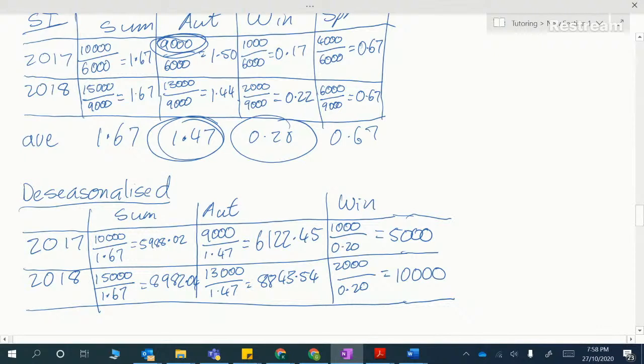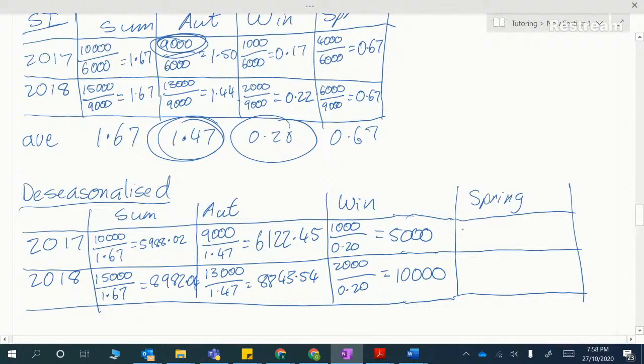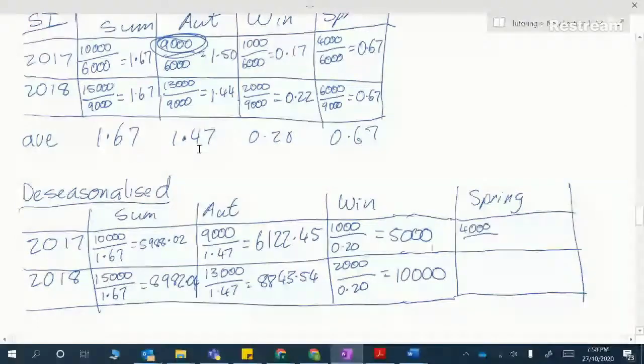So you see what deseasonalizing does is it brings things back into balance. It takes the bigger numbers that are above average and makes them smaller. It takes the smaller numbers that are below average and makes them bigger. So it's a way of smoothing the data. Now we just have to do spring. And then the other one was 6,000.